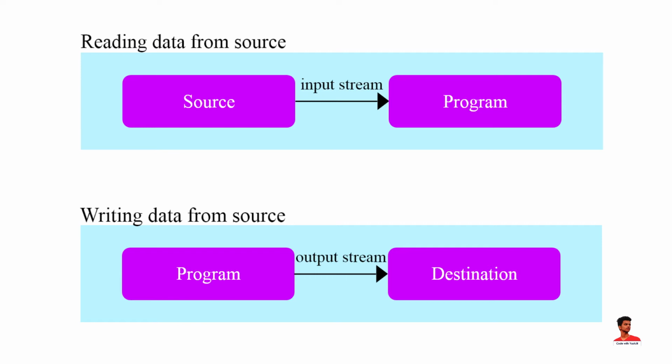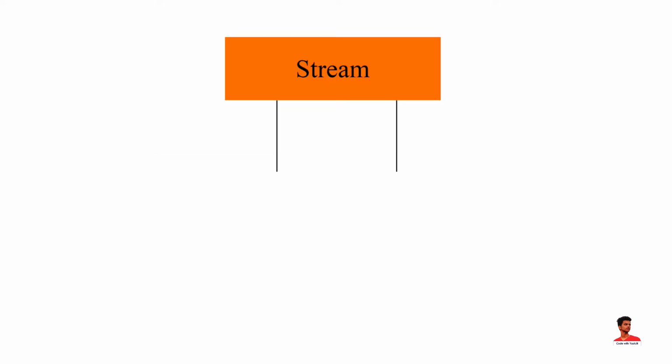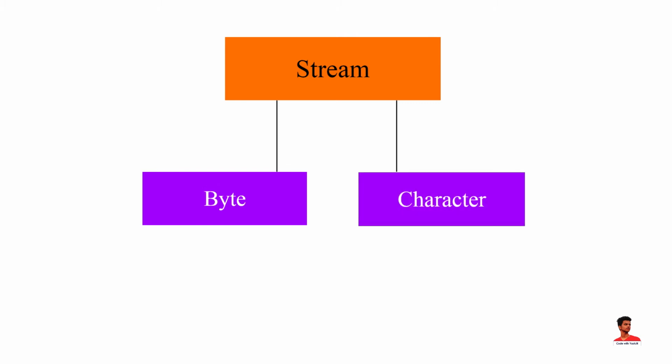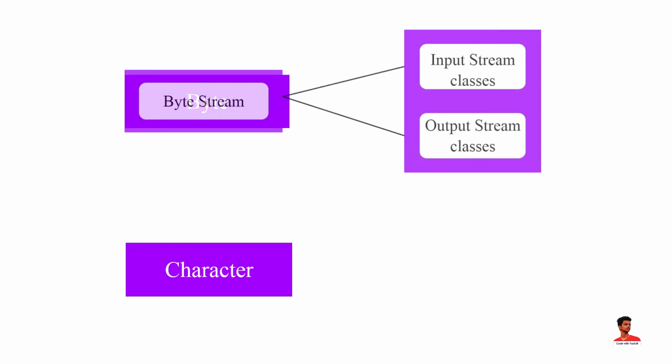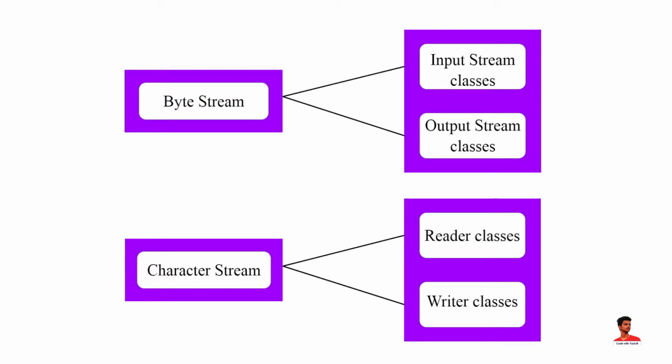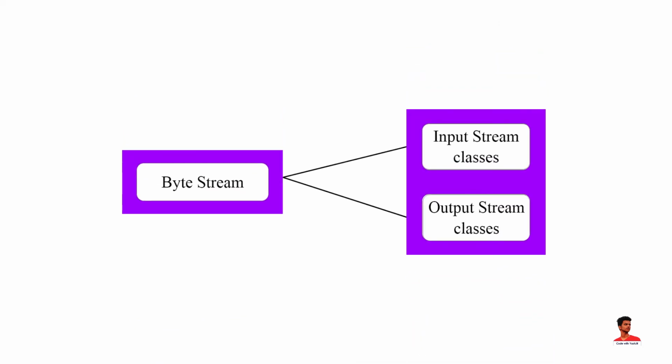Depending upon the data a stream holds, it can be classified into two types: byte stream and character stream. In this video, we will learn about byte stream. Byte stream is used to read and write a single byte of data. All byte stream classes are derived from base abstract classes called InputStream and OutputStream.